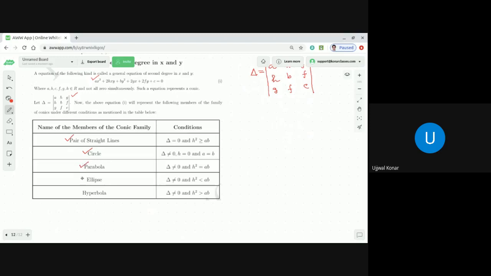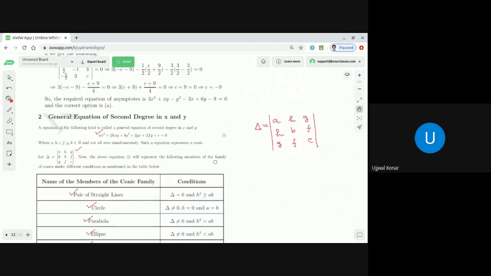It will represent an ellipse if delta is not equal to 0 and h square is less than ab. It will represent a hyperbola if delta is not equal to 0 and h square is greater than ab. Dear students, did you get it? And we leveraged this concept only here.